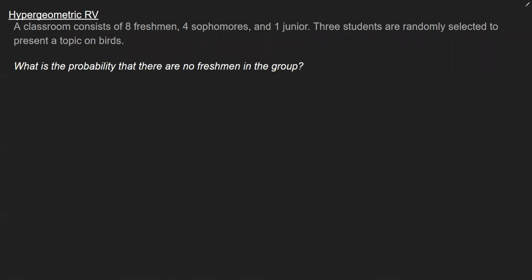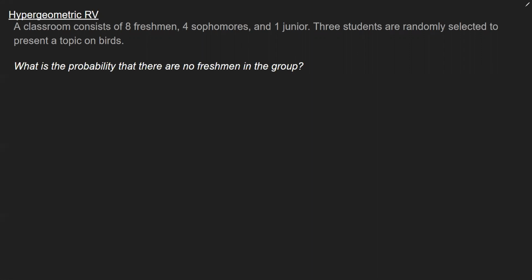Hello everyone, welcome to another example of discrete random variables, specifically the hypergeometric random variable. So your challenge in the course is going to be identifying the different types of random variables. Once you have that, you have equations to work out the calculations for probabilities, expected values, and variances.